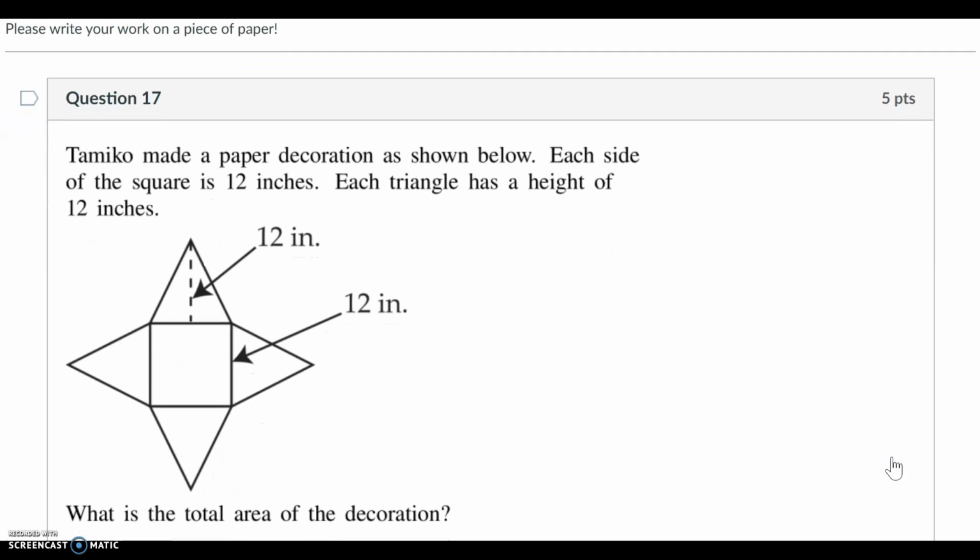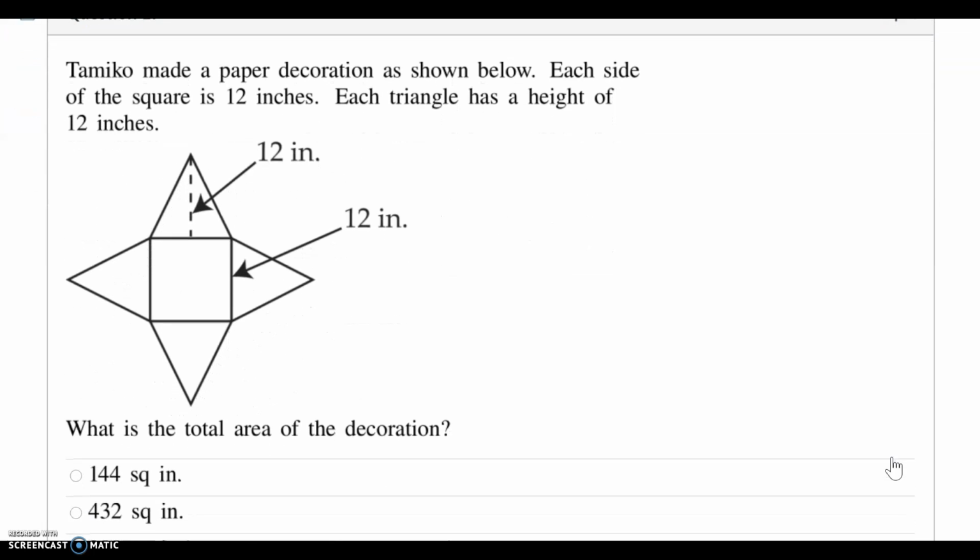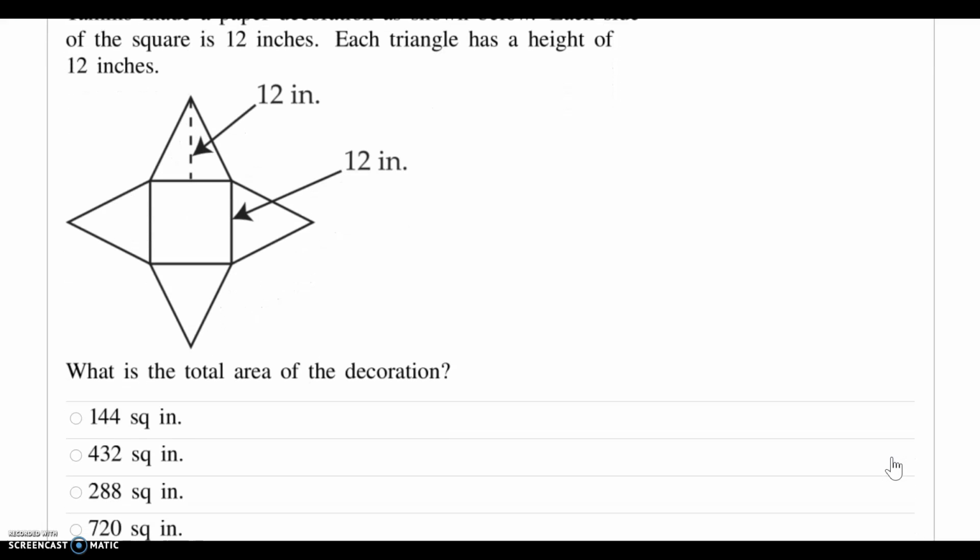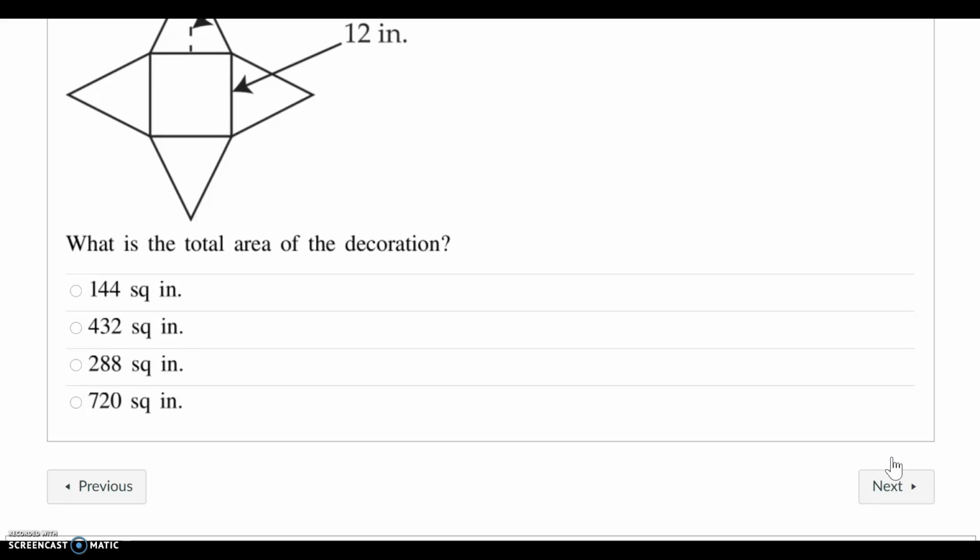Question 17. Tamiko made a paper decoration as shown below. Each side of the square is 12 inches. Each triangle has a height of 12 inches. What is the total area of the decoration? Hint, we are finding the area of a square pyramid. 144 square inches, 432 square inches, 288 square inches, 720 square inches.